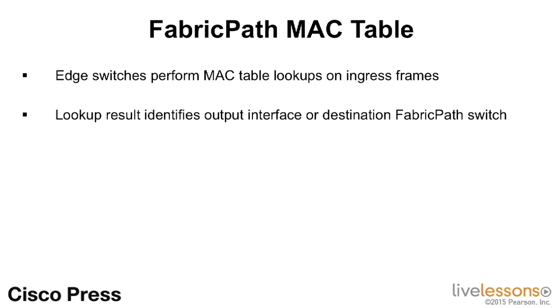So for example, if two devices were communicating with one another and plugged into the same edge FabricPath switch, that conversation would be classic Ethernet. We would see the MAC address in the MAC table. However, if a device wanted to communicate with another device in the FabricPath cloud, we would forward to that FabricPath switch. So we're not forwarding from destination to destination, we're forwarding from switch to switch.